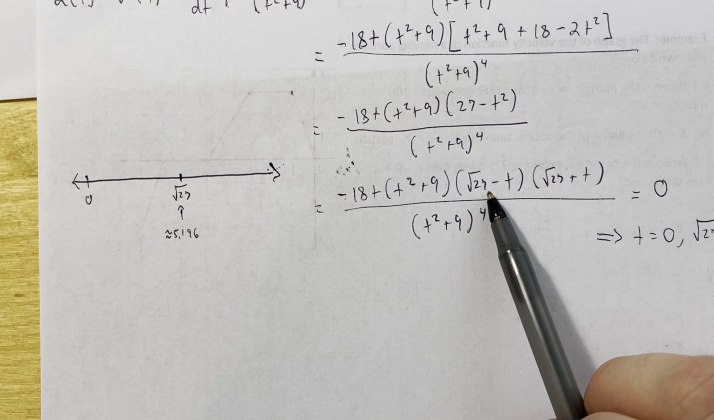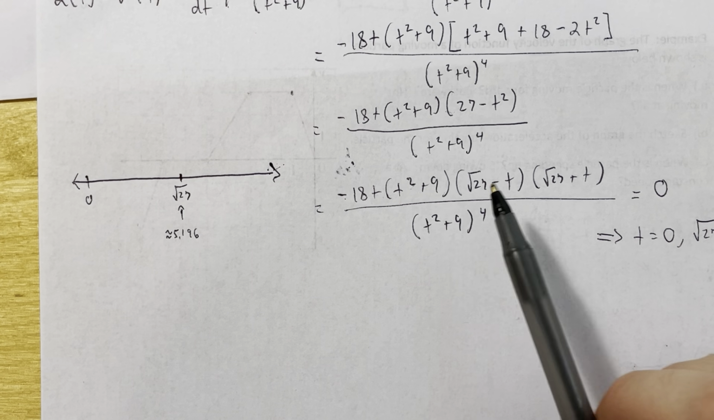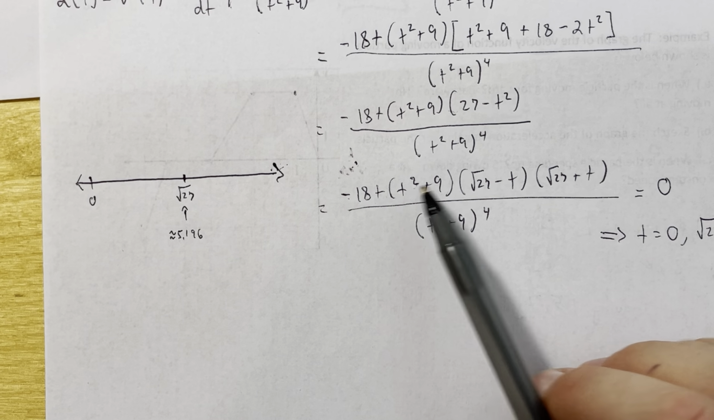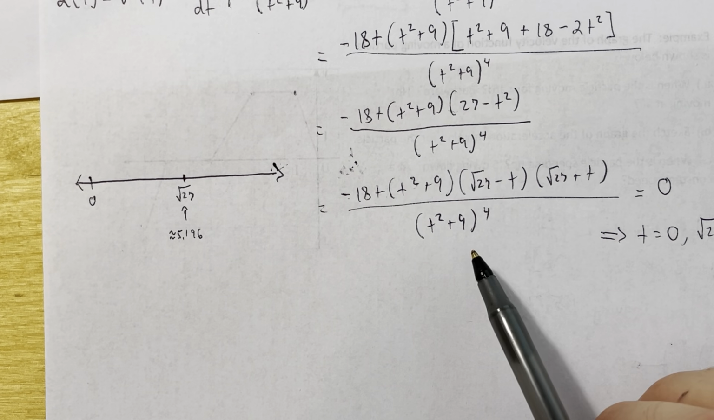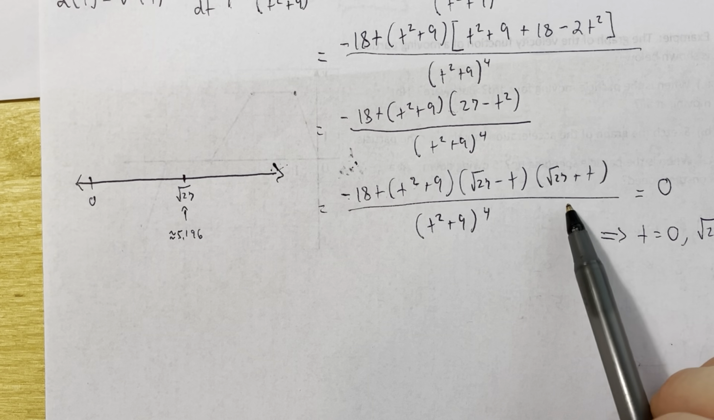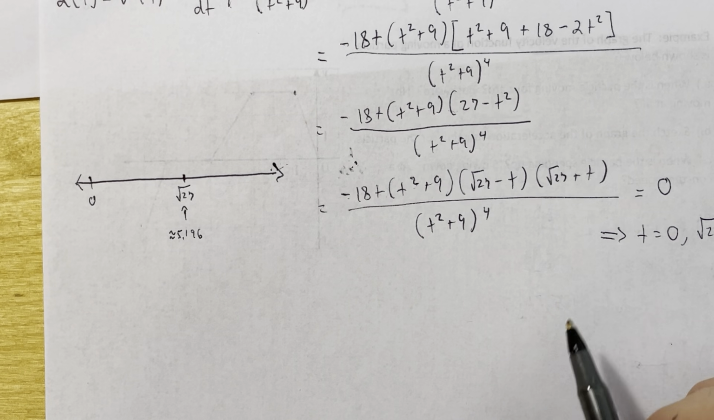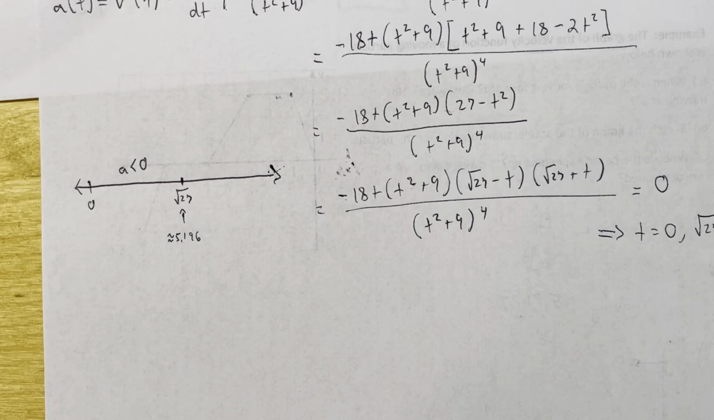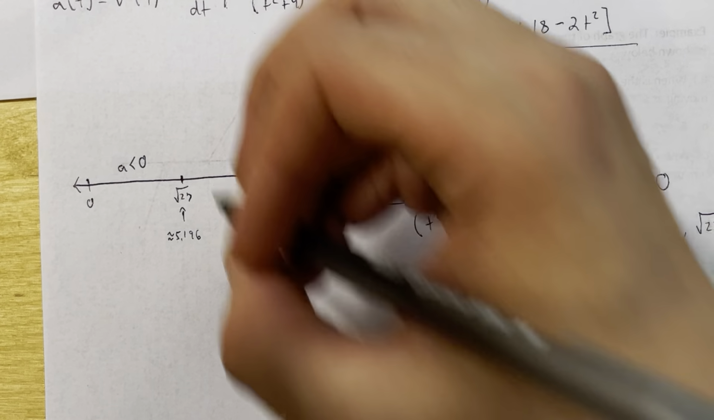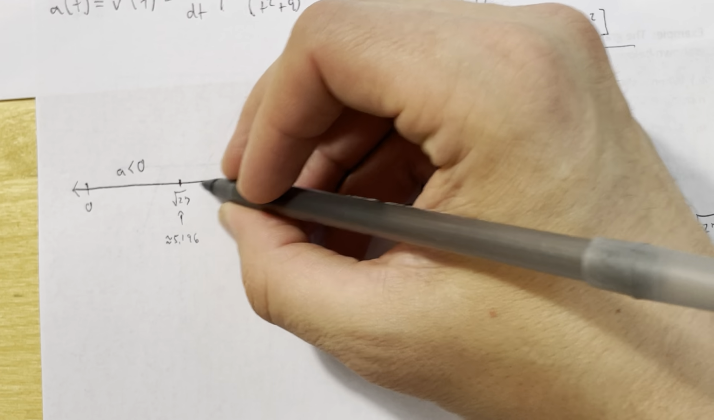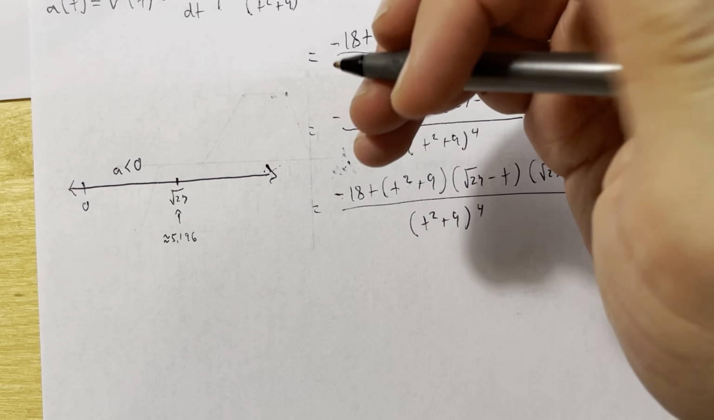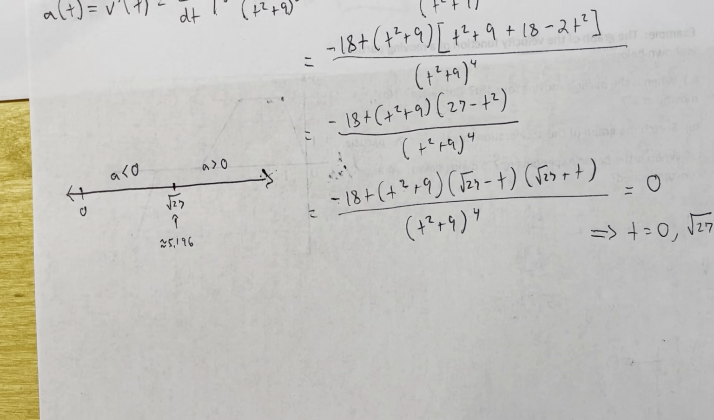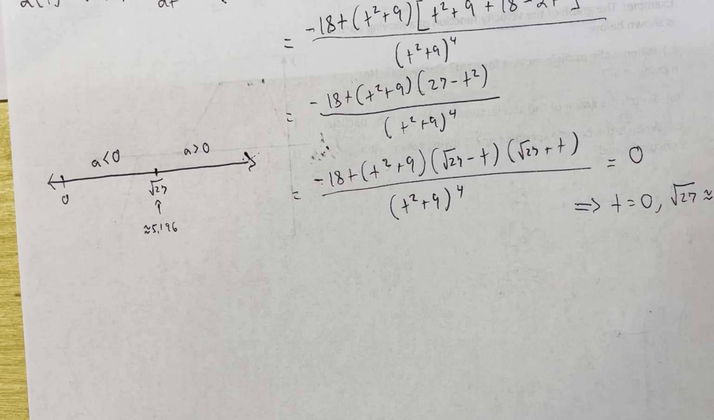Root 27 is greater than 1. So root 27 minus 1 would be positive. I have a negative times a positive times a positive. So far the whole thing works out to negative. And then root 27 plus 1 is also positive. Negative times positive would be negative. So my acceleration here is negative. It's less than 0. I could do a similar analysis, pick a test point that's bigger than root 27, say 10 or something. You'll find that the acceleration is positive there. You can verify that doing something similar to what we just did.